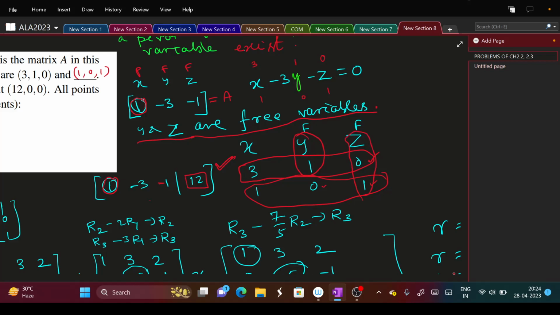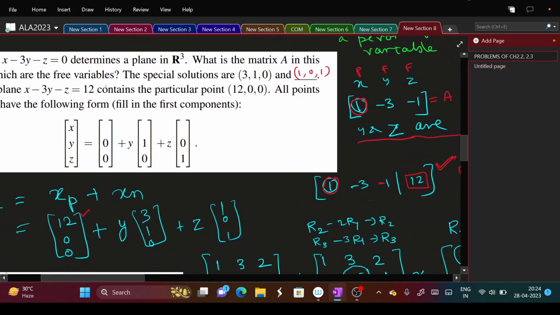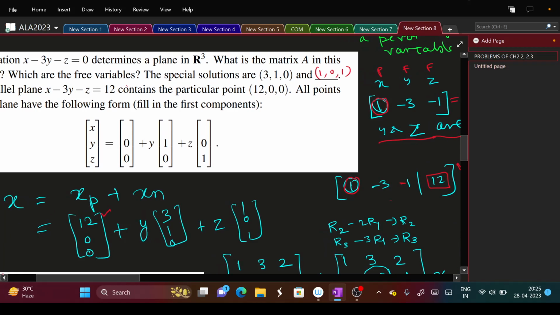Okay, so let me do that to get my special xn vector. So xn is equal to y into (3, 1, 0) plus z into (1, 0, 1). So I got my xn, I got my xp. So my complete solution, the unknown vector x, is equal to (12, 0, 0) plus y into (3, 1, 0) plus z into (1, 0, 1).